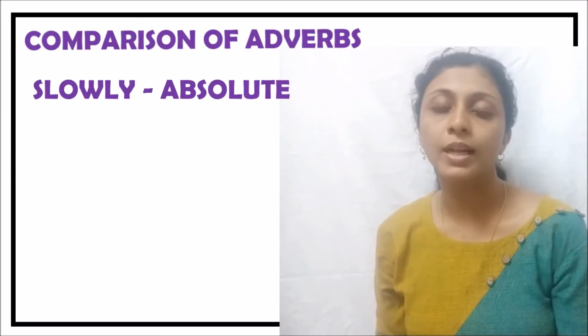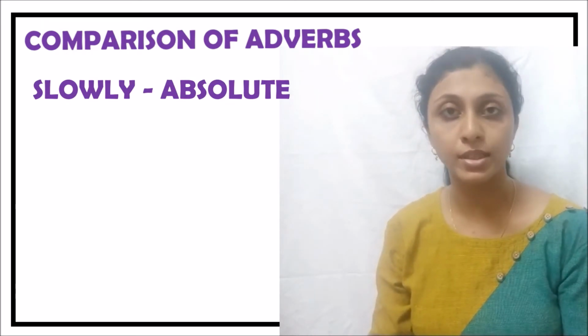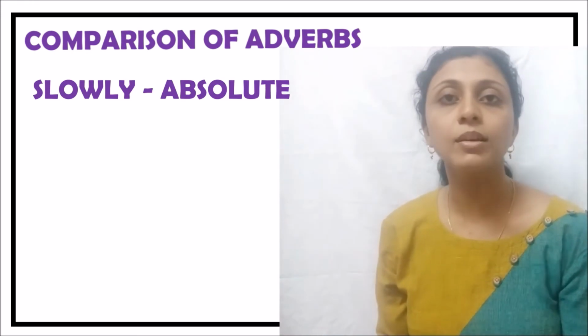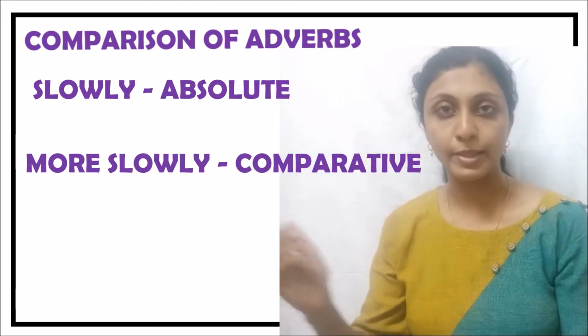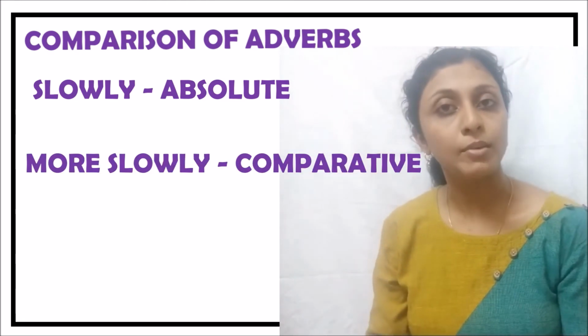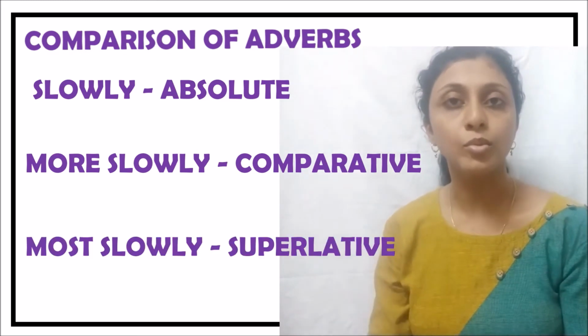Just as we've had comparison of adjectives, which is the absolute degree of adjective, the comparative and the superlative degrees, similarly, we've got the same comparison happening with adverbs. If you have an adverb slowly, and you're not comparing, when you use it in the absolute form, we just use it as slowly. But if there is a comparison happening between two cases, then you can say more slowly. Now, if the comparison is happening between one case and many other cases, you can say the most slowly.